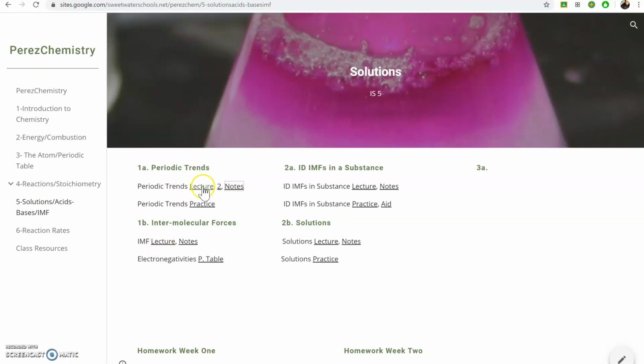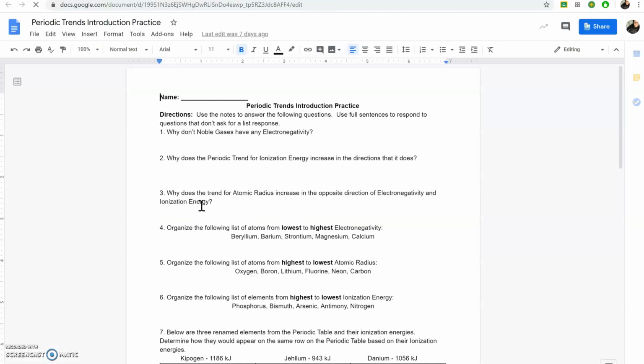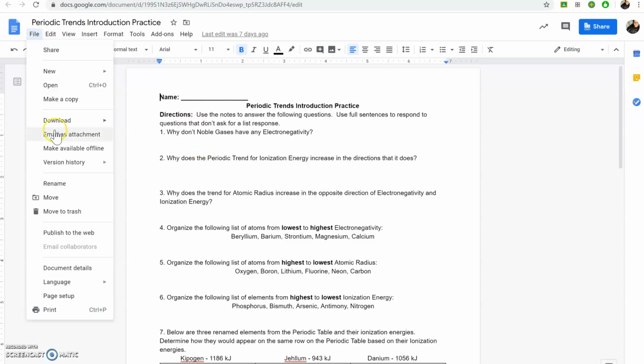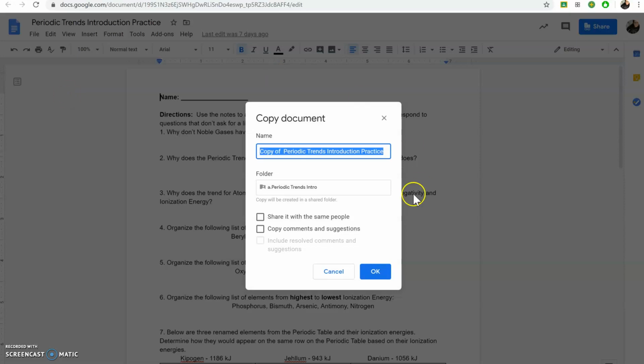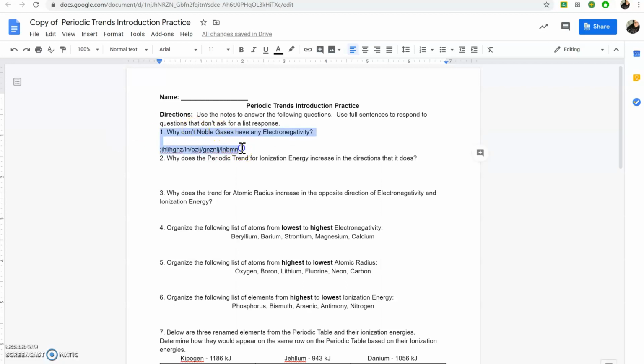Okay, so that's the lecture. These are the notes. This lecture ran a little bit over, so this is the second part to the lecture. This is the meat and potatoes. This is the homework. So let's go ahead and click on that. Your homework will always be labeled as practice. So again, please click File and make yourself a copy. And now you can write on it, right? Ms. Perez, why don't noble gases, blah, blah, blah. Okay, so you could do that later.